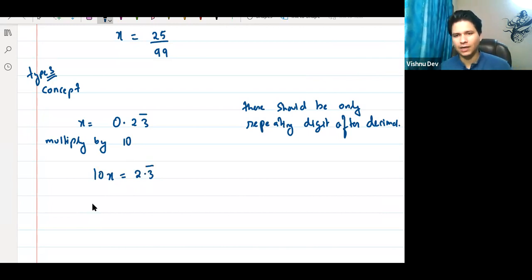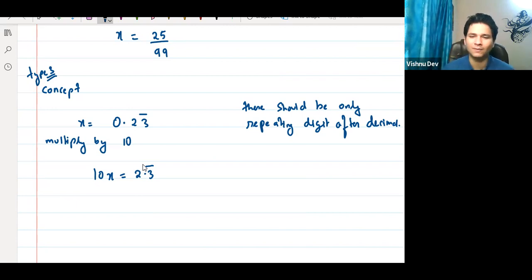Anyone have any doubt? Very good, Tanushree. Very good, Shrey. This is clear. If I multiply by 10, I will get 2.3 bar. But my question is, can I subtract x now? Tell me, can I subtract just x here? Think about it. No. Very good, Aditya. Because, sir, in x also, I don't have 3 bar after decimal. There's 2. Right? So what do I need to do? What should be my next step?